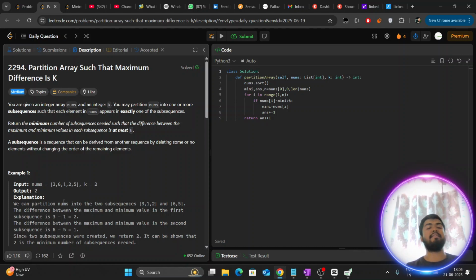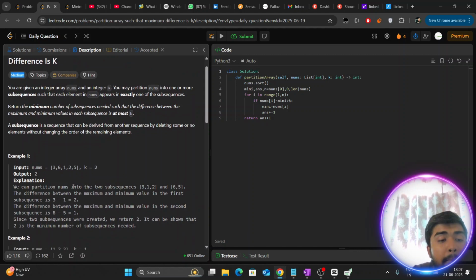In this example test case, 3, 6, 1, 2, 5, we can partition nums into two subsequences: 3, 1, 2 and another subsequence 6, 5. What is the difference of minimum and maximum here? The difference is 3 minus 1, which is 2. It's satisfying. 6 minus 5 is 1. That is exactly what they are looking for.